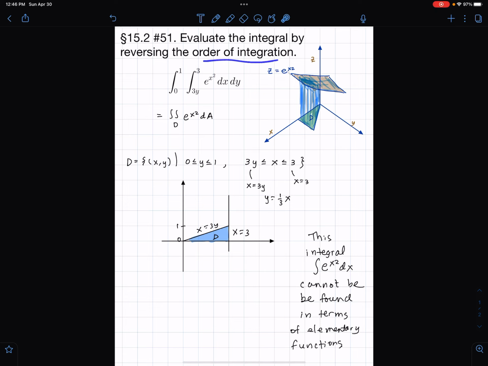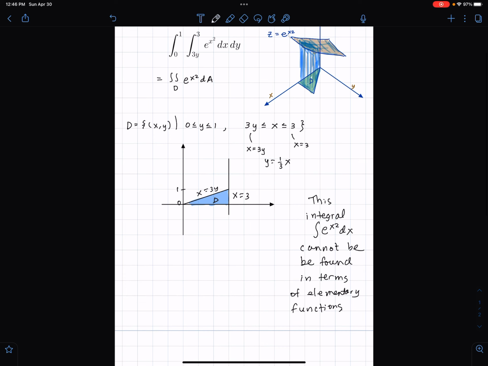Well, as the directions say, we change the order of integration so that instead of integrating with respect to x first, we integrate with respect to y first. So this integral can be expressed as first e to the x squared dy, and then dx. And the way we do that is by rewriting our characterization of D, our description of D.